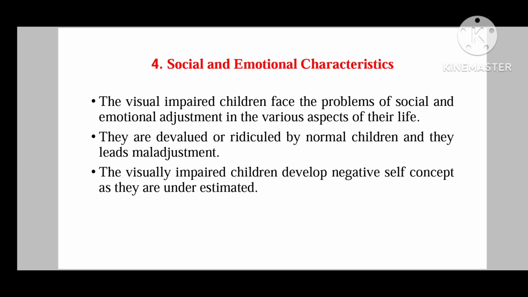They are devalued or ridiculed by normal children and they make poor adjustment. Visually impaired children develop a negative self-concept as they are underestimated. So this is one of the characteristics of visually impaired children, that they develop a negative self-concept because they are underestimating themselves. So that is why they cannot adjust socially and emotionally in their life.